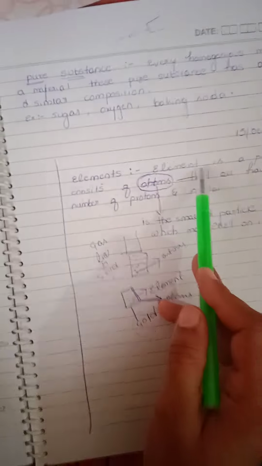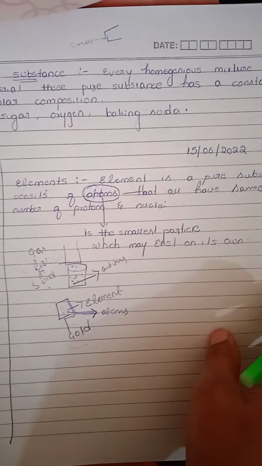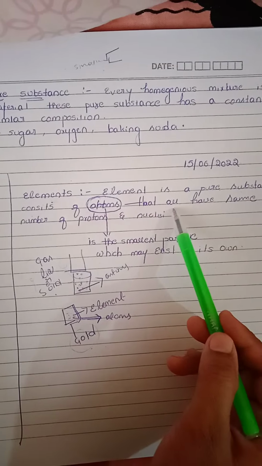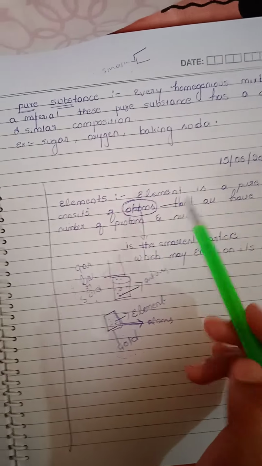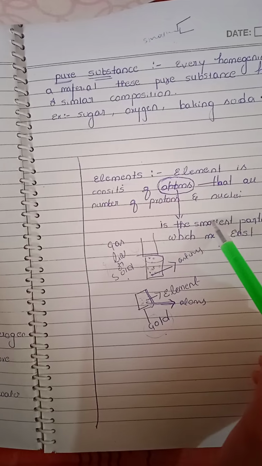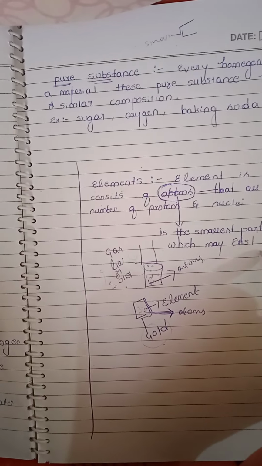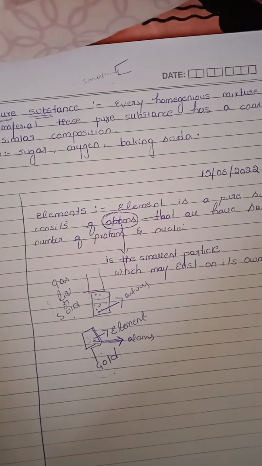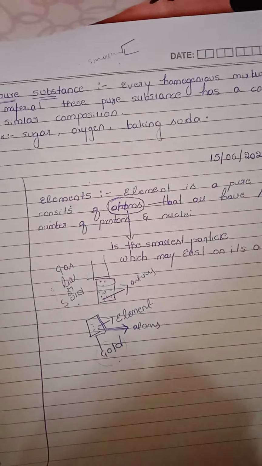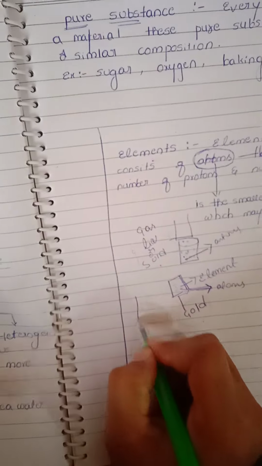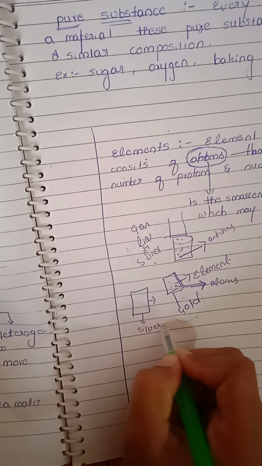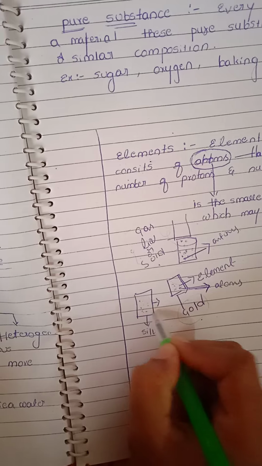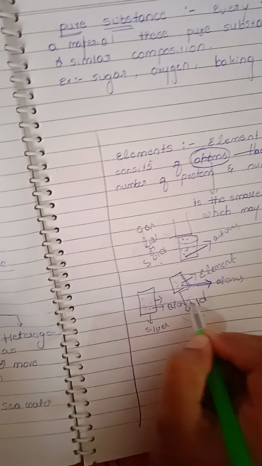An element is a pure substance consisting of atoms that all have the same number of protons in the nucleus. What is an atom? The smallest particle which may exist on its own is called an atom. Or else, you can take silver as an example. Silver is also an element. In silver also we can see small particles. These particles are called atoms.